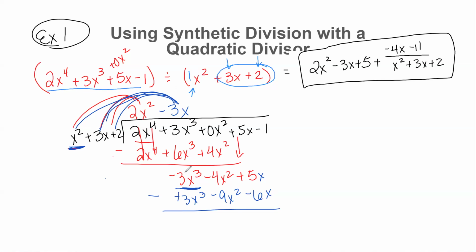Minus, this would turn to plus and cancel. This would turn to plus and be 5. This would turn to plus and be 11. Drop down. One more time.